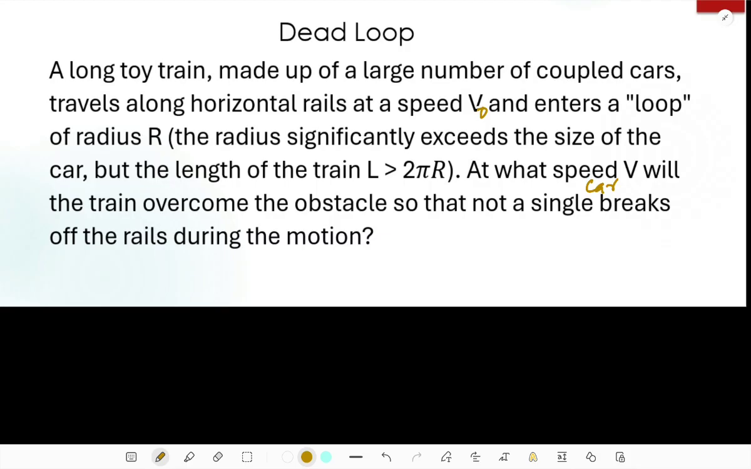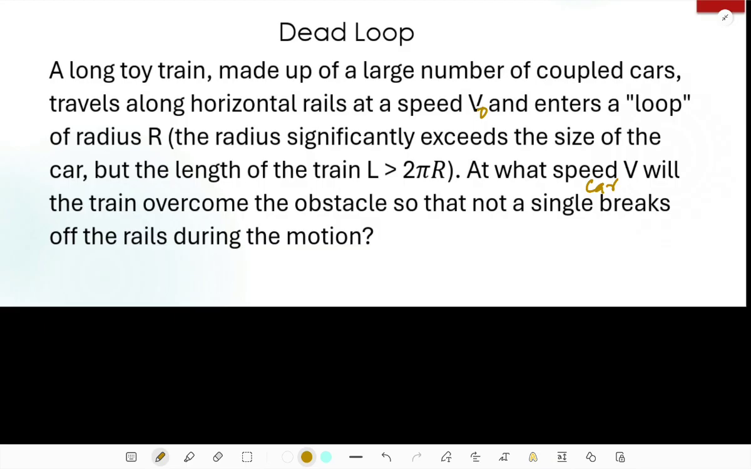Where can we start? I'm focusing on using principles of physics, and the first principle I would like to use is the principle of conservation of mechanical energy. When the loop is completely occupied by the train, I want to know the speed of the train at that moment.